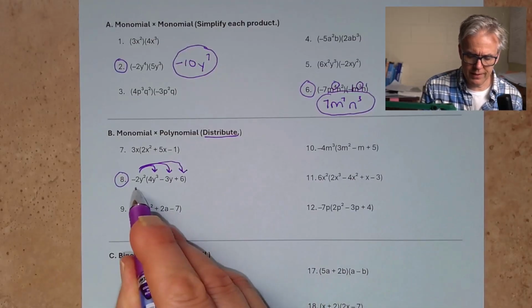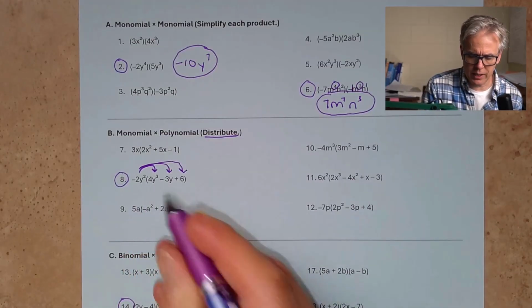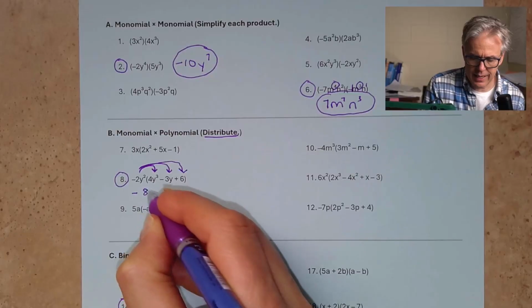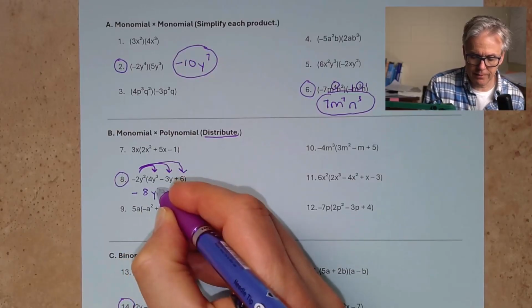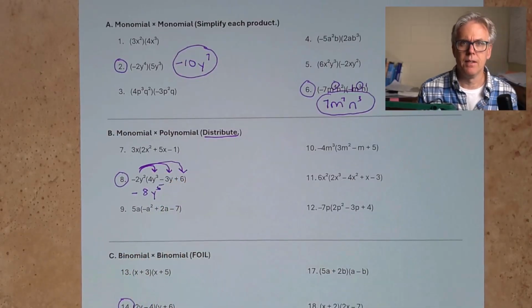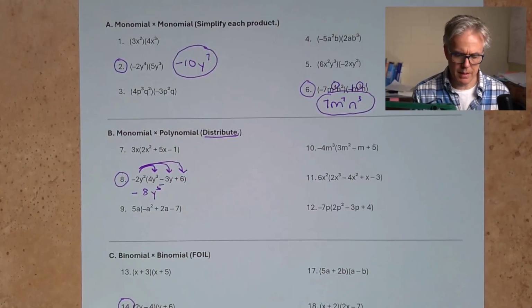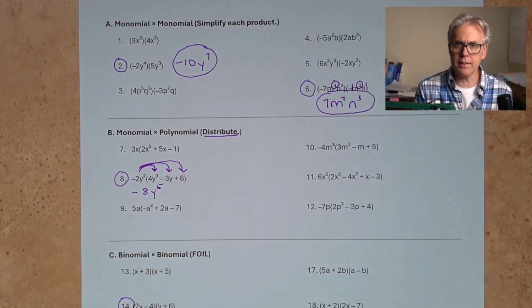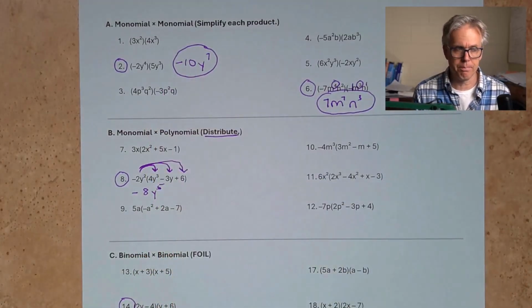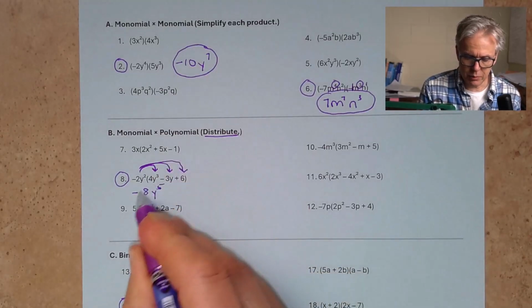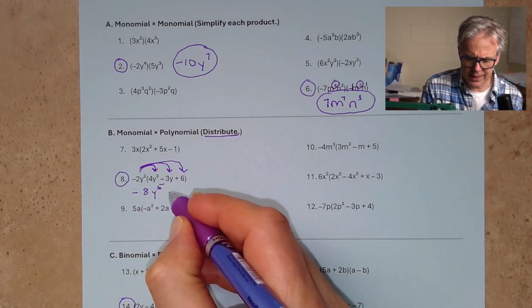And so with that said, we're going to have negative 2y squared times 4y cubed is going to be a negative 8y to the what? Careful, to the fifth. So it's tempting maybe to multiply those exponents. But remember, we just add the exponents, just like we did up here in number 2. Then move on to the next one. Negative 2 times a negative 3. Careful with your signs here.